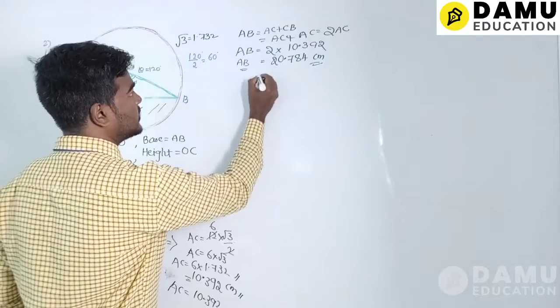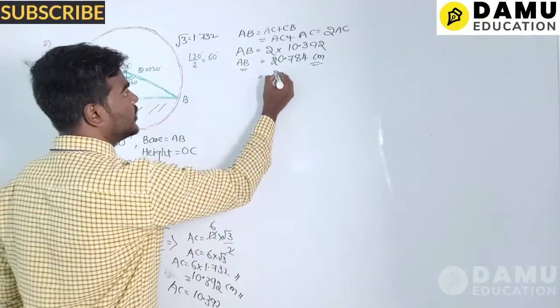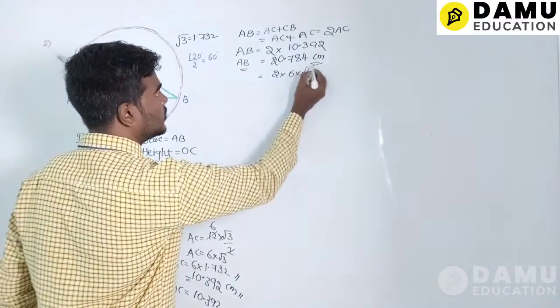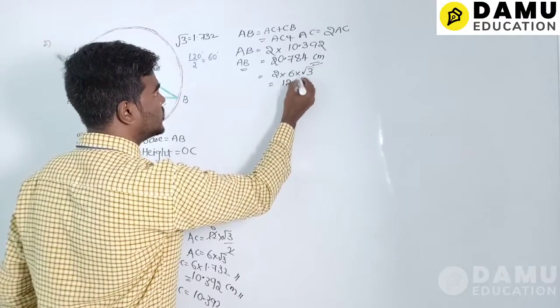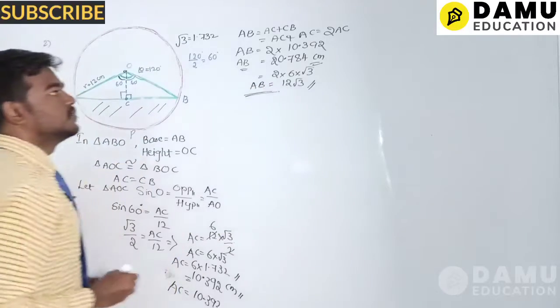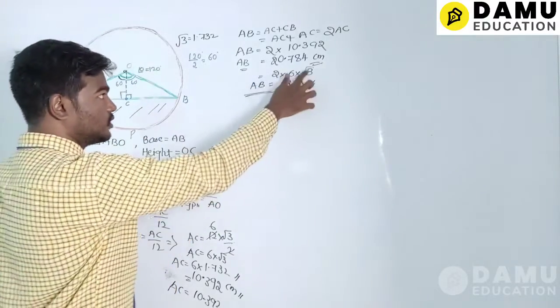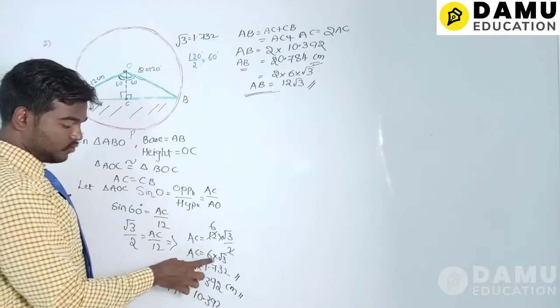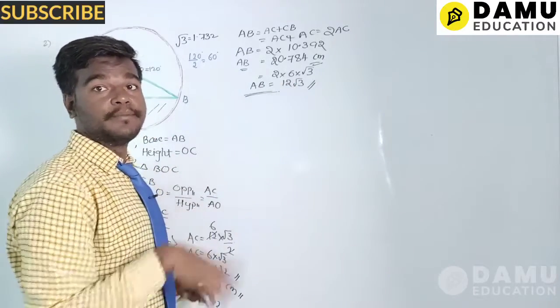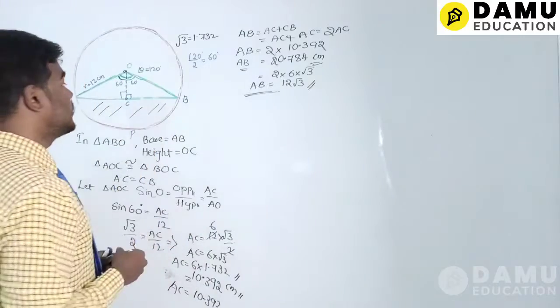Or you can keep it like that only. So what value can you take? You can take it as 2 into 6 into root 3, so you can keep 12 root 3 also. So both will be equal. How did we get 6 root 3? 6 root 3 is nothing but AC. So 2 into AC, 12 root 3, you can keep. Don't get confused, both values are equal.